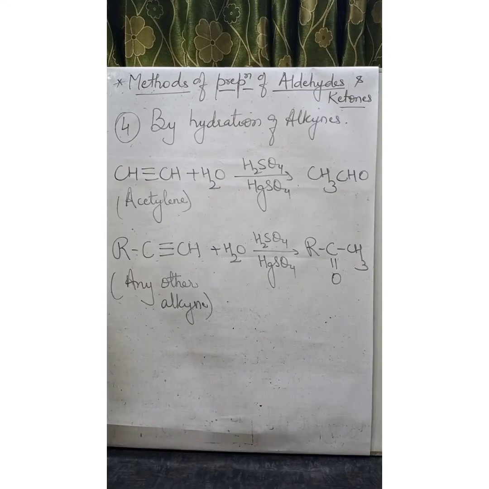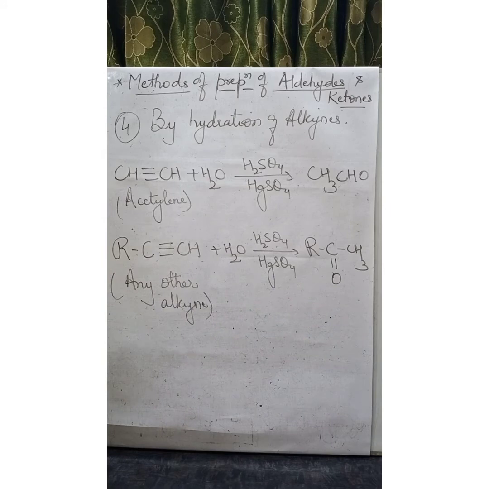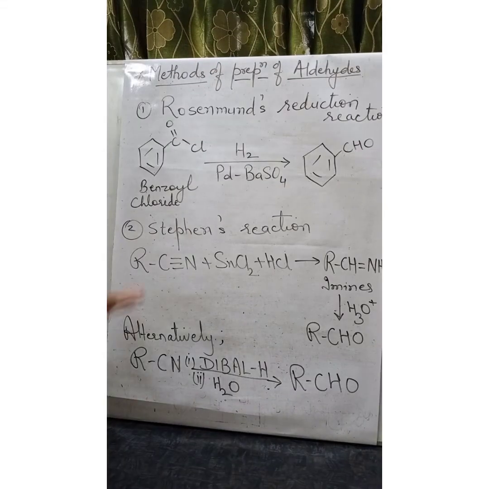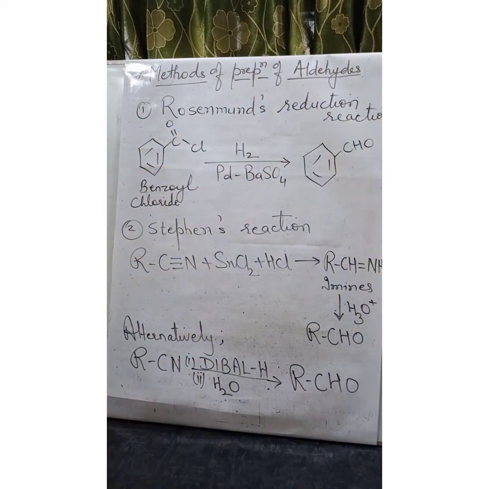The next method is by hydration of alkynes. It is noticed that acetylene on hydration in presence of H2SO4 and HgSO4 gives an aldehyde, whereas any other alkyne on hydration gives ketone. Let us discuss now the methods of preparation of only aldehydes.